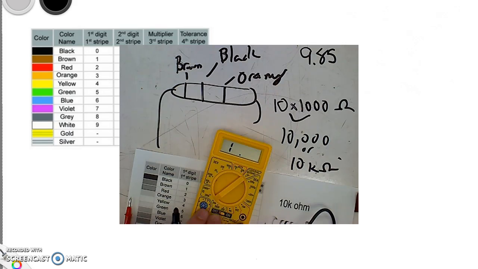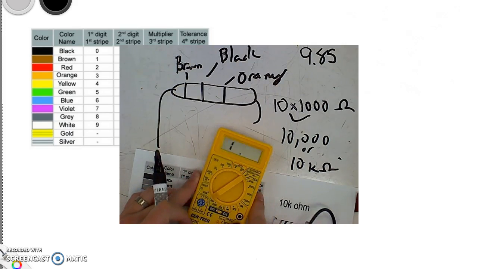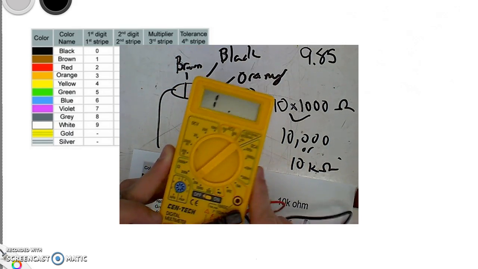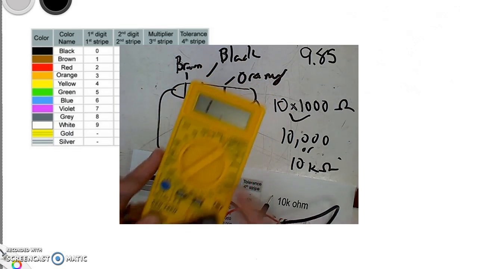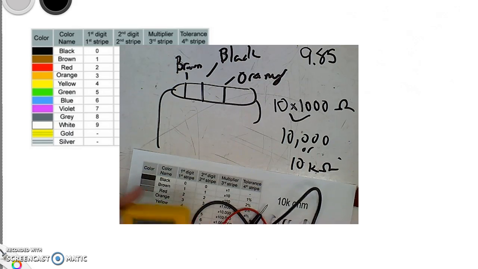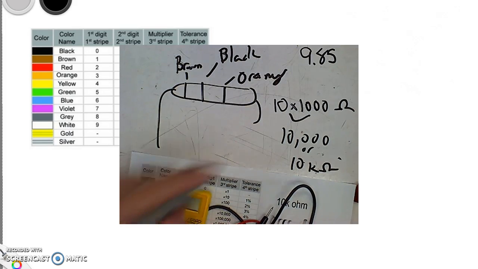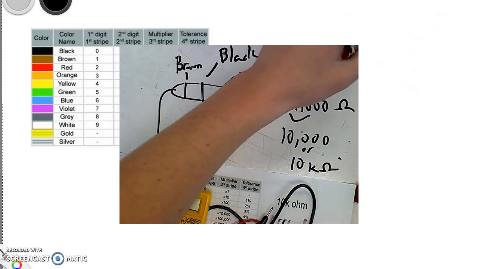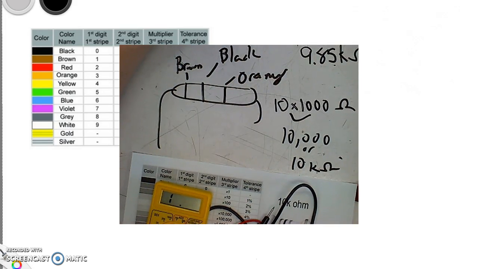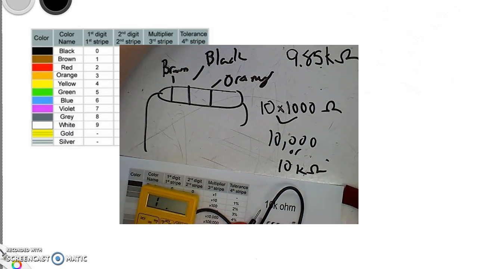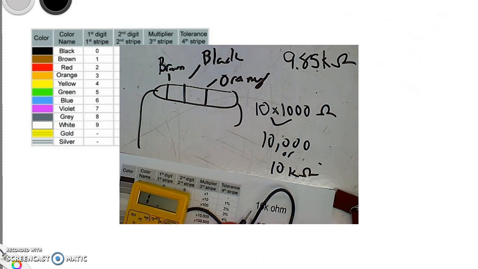Okay? But if you look very carefully at this, which again you're probably not going to be able to see very well because it's so small, the range we're set on says 20K. And so what that means is whatever the reading on the screen, we add a K to the end. So 9.85K ohms. Okay? Well, 9.85 kilo ohms is pretty close to 10 kilo ohms.